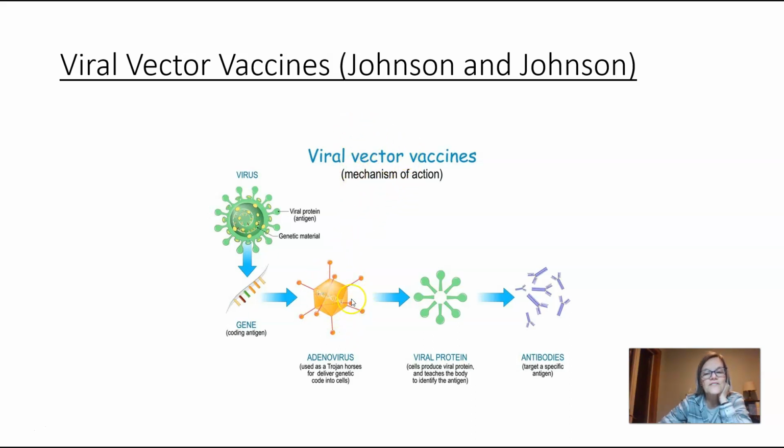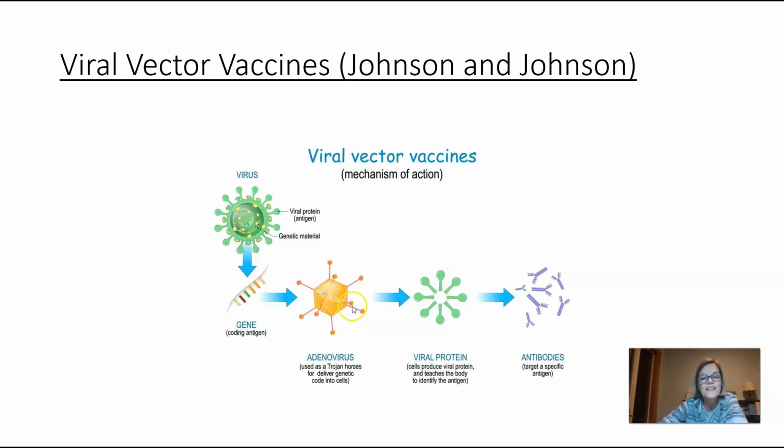The vector is actually an adenovirus, and these are really common viruses in nature, in humans, and they have one that doesn't cause any kind of disease. And so what they do is they take some of the genes out of that, and they put in this SARS-CoV-2 gene. So it says this adenovirus is used as a Trojan horse to deliver genetic code into cells. So it's going to deliver some of this SARS-CoV-2 spike protein gene into it.